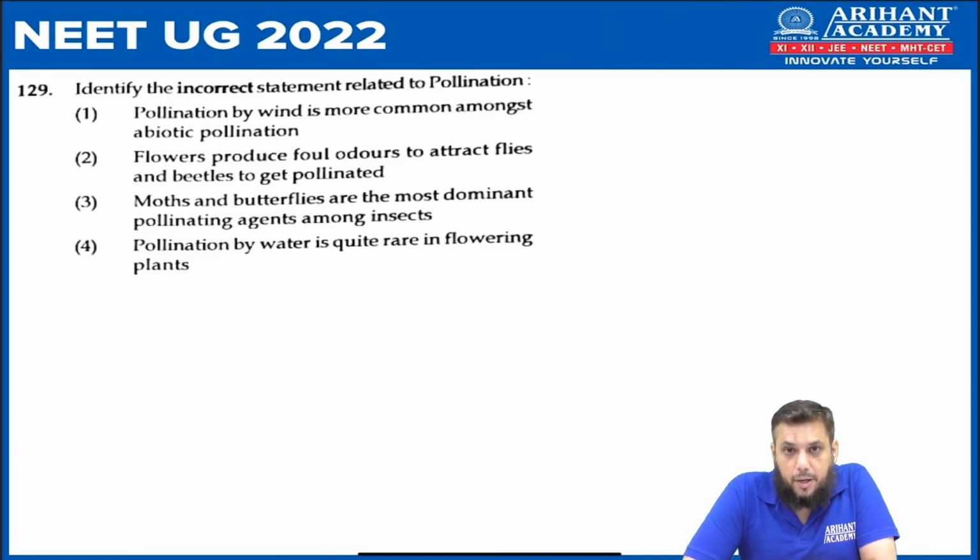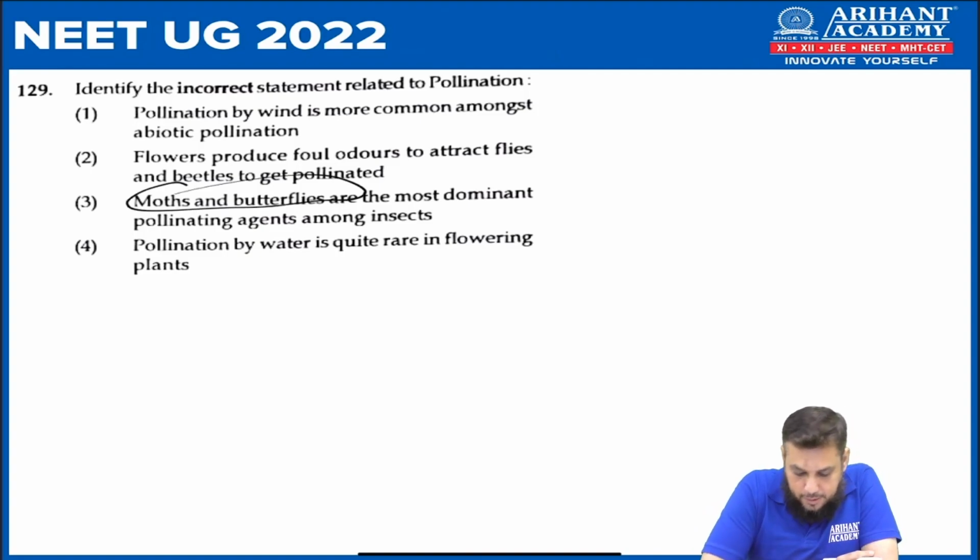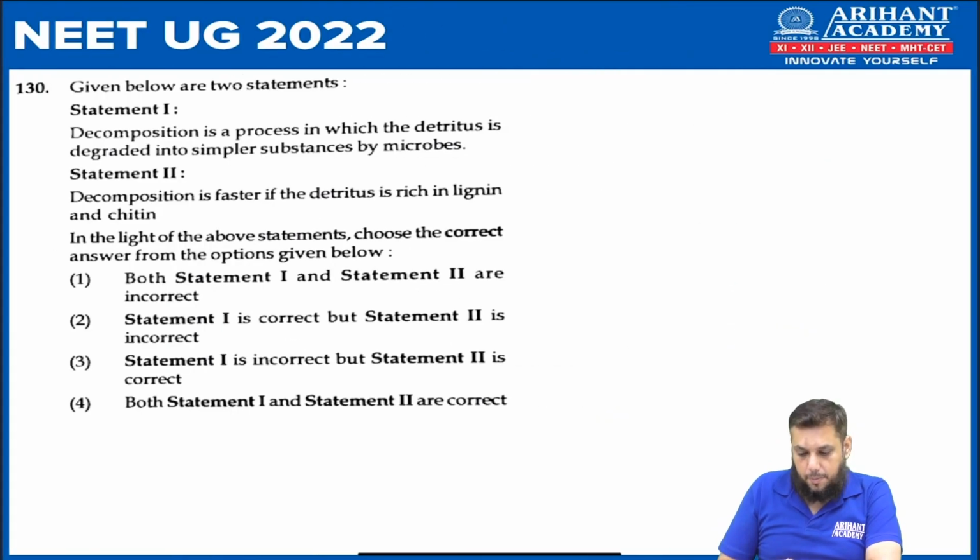Identify the incorrect statement regarding pollination. This will be reproduction in flowering plants. If you look at option 1, 2 and 4, they are all correct. It should be honeybees, which are the most dominating pollinating agents among insects, and they have mentioned moths and butterflies. So that happens to be the incorrect statement. We are supposed to identify the incorrect one. So the answer will be 3 for 129.